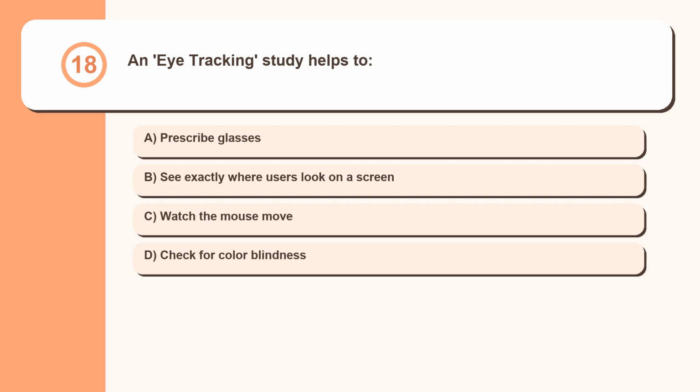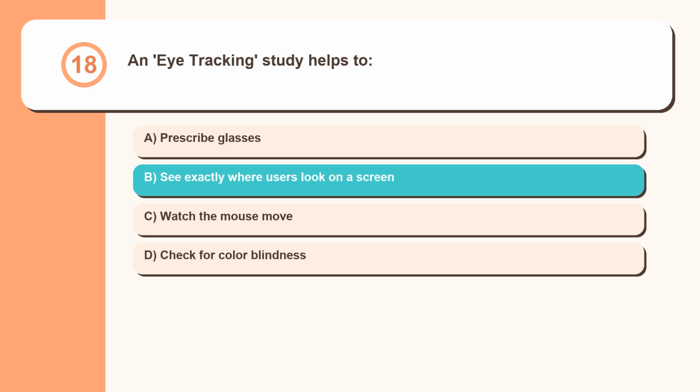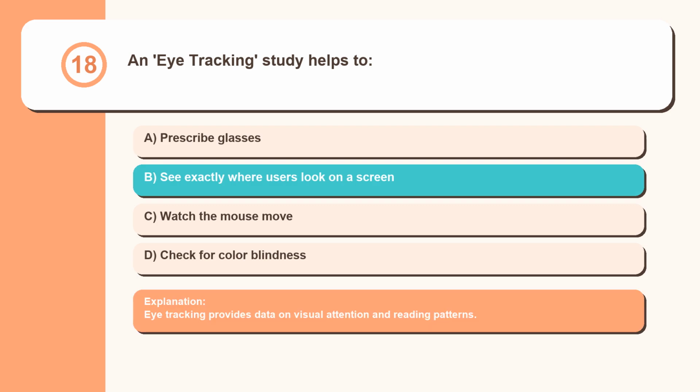Question 18. An eye tracking study helps to: prescribe glasses, see exactly where users look on a screen, watch the mouse move, check for color blindness. Eye tracking provides data on visual attention and reading patterns.